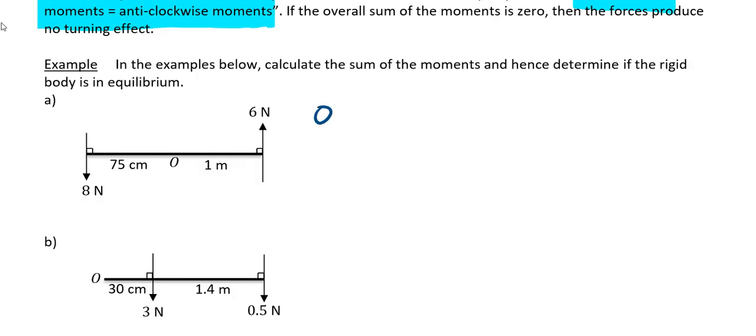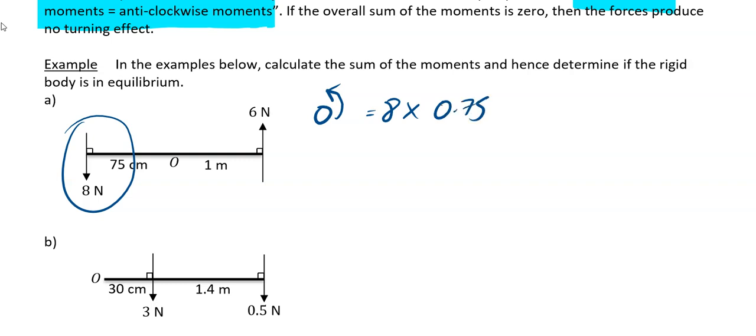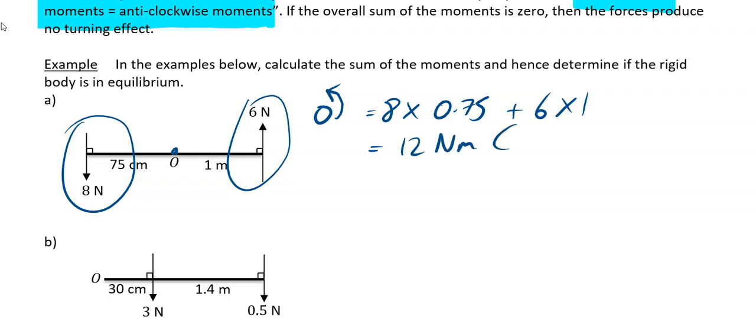So we're going to take moments and see what's going on. I'm going to take moments about O, and I'm going anti-clockwise about O. Now this 8 is going anti-clockwise, so it's 8 times 0.75. It's a perpendicular distance. Remember, I get that in meters. And you've also got 6, which relative to O would be going anti-clockwise, so also it's a plus sign, 6 times 1. And if you do that on your calculator, you'll have 12 Newton meters, and it's going to be anti-clockwise. And that's it. So definitely not in equilibrium.